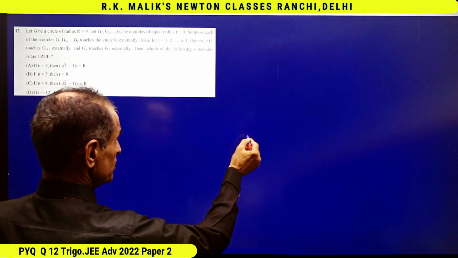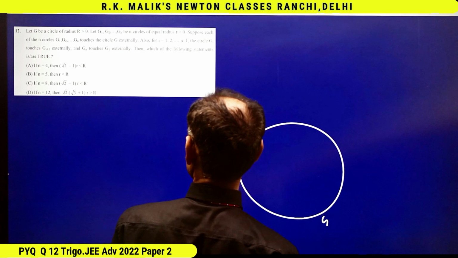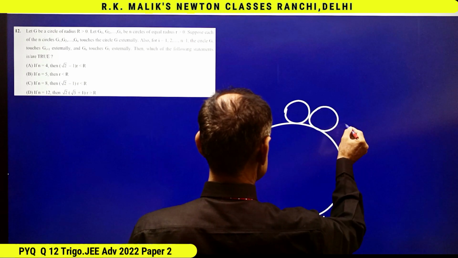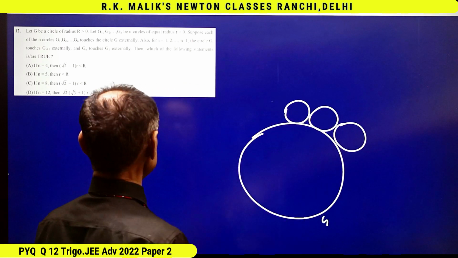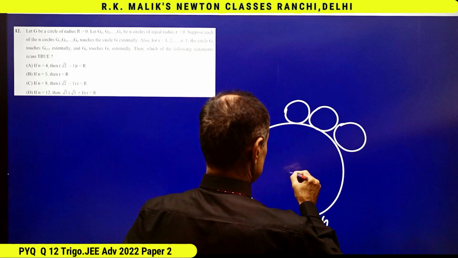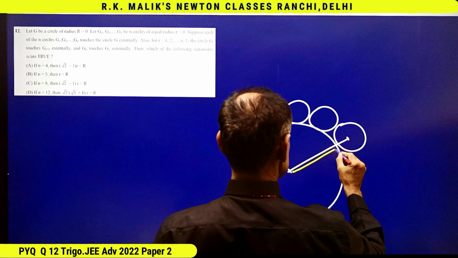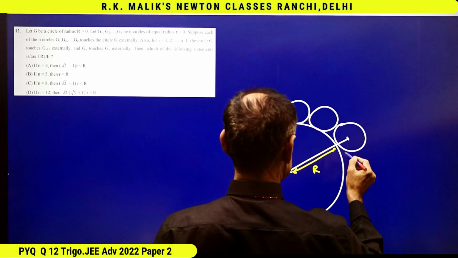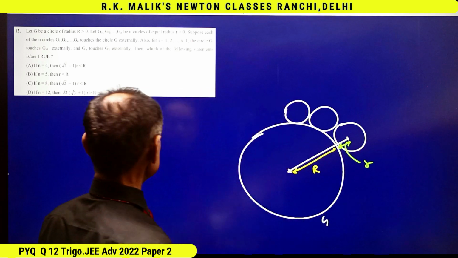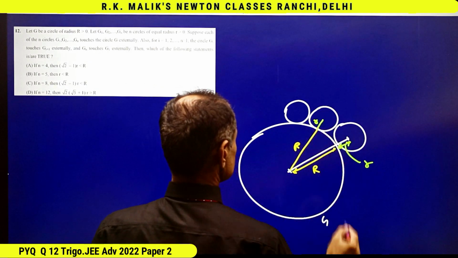Let me draw the figure once again. This is a circle whose name is G, and G1, G2, G3 are all circles touching this circle externally. Suppose this is one of the circles. This much is capital R and this much is small r. Similarly, this is capital R and this is small r.